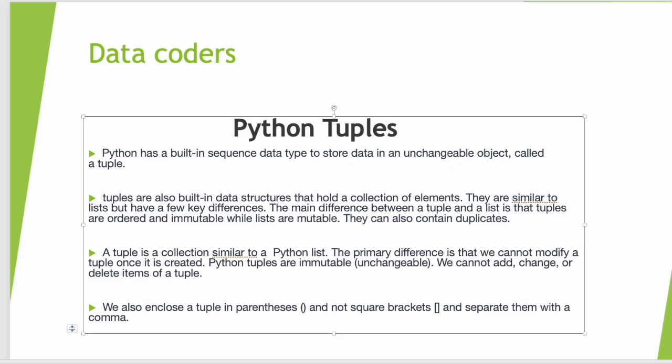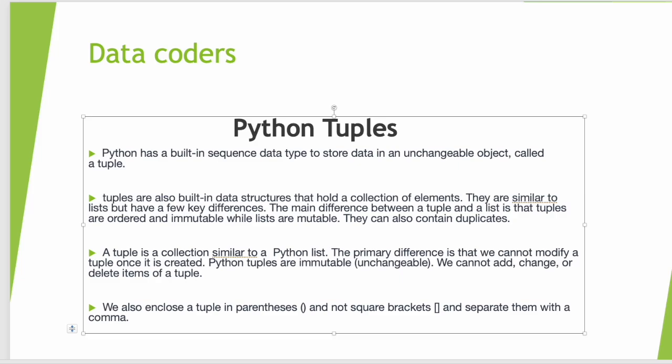So Python has a built-in sequence data type to store data in an unchangeable object. What does it mean? Let's break this statement into pieces. Built-in sequence data type means Python has a few inbuilt data types that we can use, like list, tuple, dictionary, and set. Similarly tuples also. And stored in an unchangeable object means we can't make any changes. Once we create it, we can't make any changes.